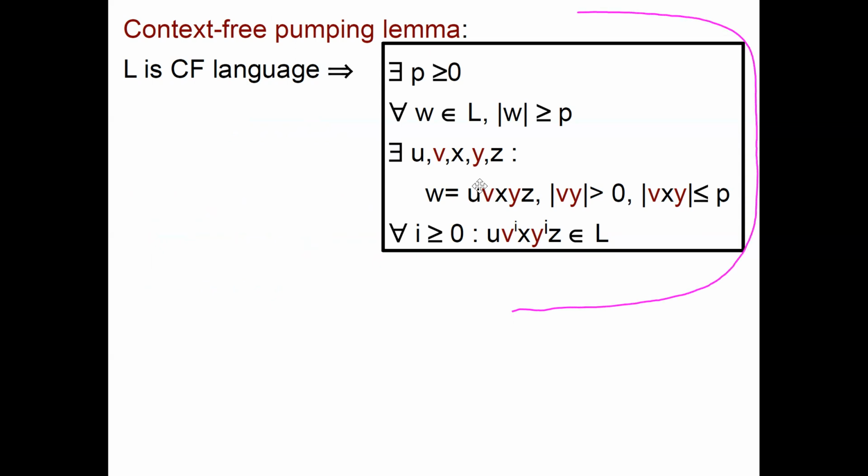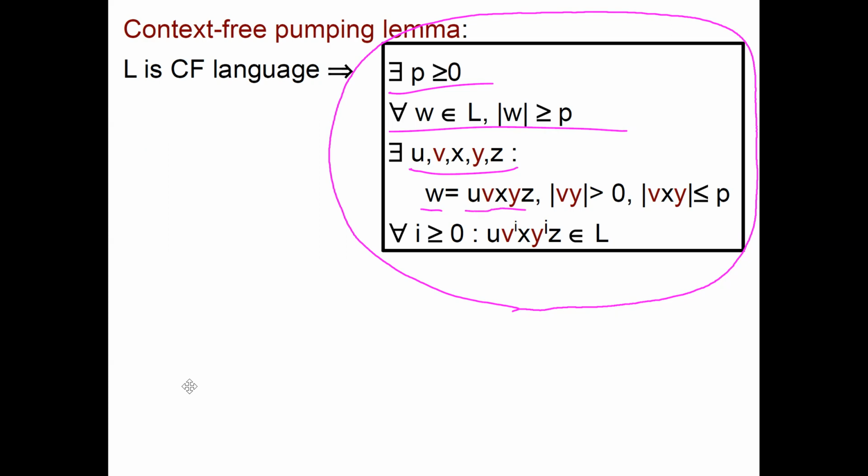And as before, we have some stuff in the box. The pumping lemma says that if L is a context-free language, then the stuff in the box is true. The stuff in the box is just like before, except that instead of decomposing just as xyz, we now decompose with 5 variables, u, v, x, y, z. We write, as I mentioned earlier, w as uvxyz, where the length of vy, these two things that you'll pump, is non-zero. The length of vxy, the middle part, is at most p. And for every i, when you pump v^i and y^i simultaneously, you obtain a string which is in L.